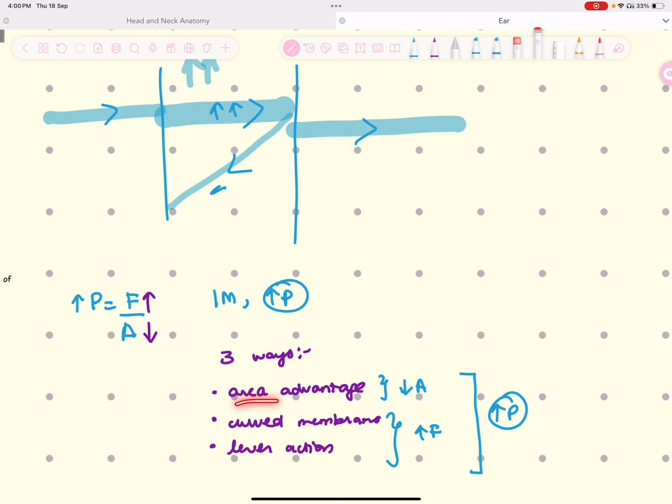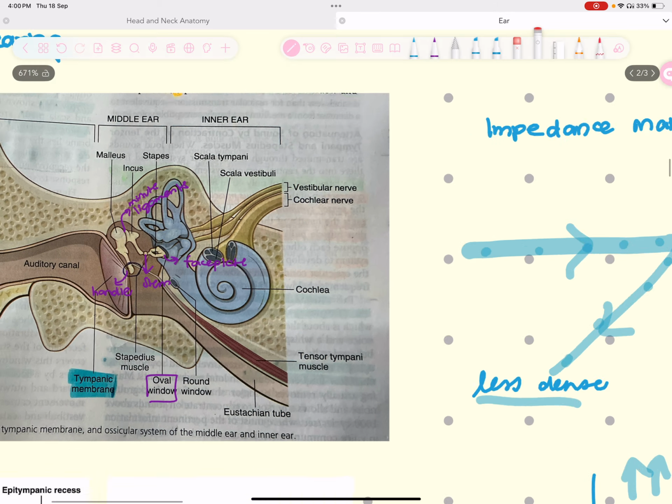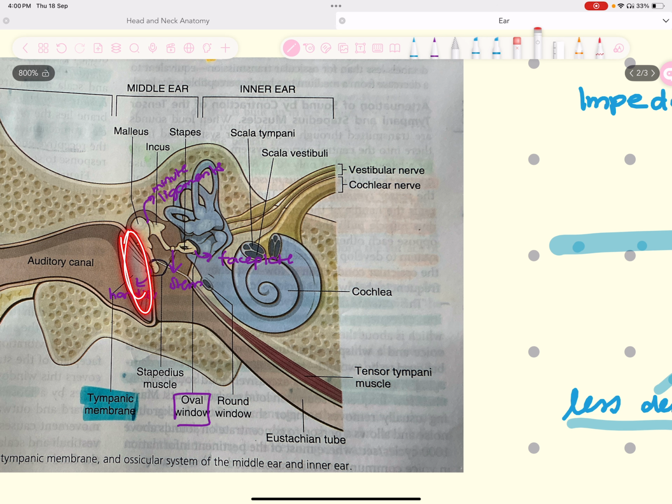First things first, area advantage. Here you can see there's a lot of area that comes in contact with the vibrations. How much is this area? It's almost 55 millimeter square, right? This amount of area comes in contact. But if you look at this, it's only 3.2 millimeter square. So your area has decreased. Because of the decrease in area, the pressure increases. So how much force is being exerted? Almost 22 times more compared to here, right? That's what the book says.